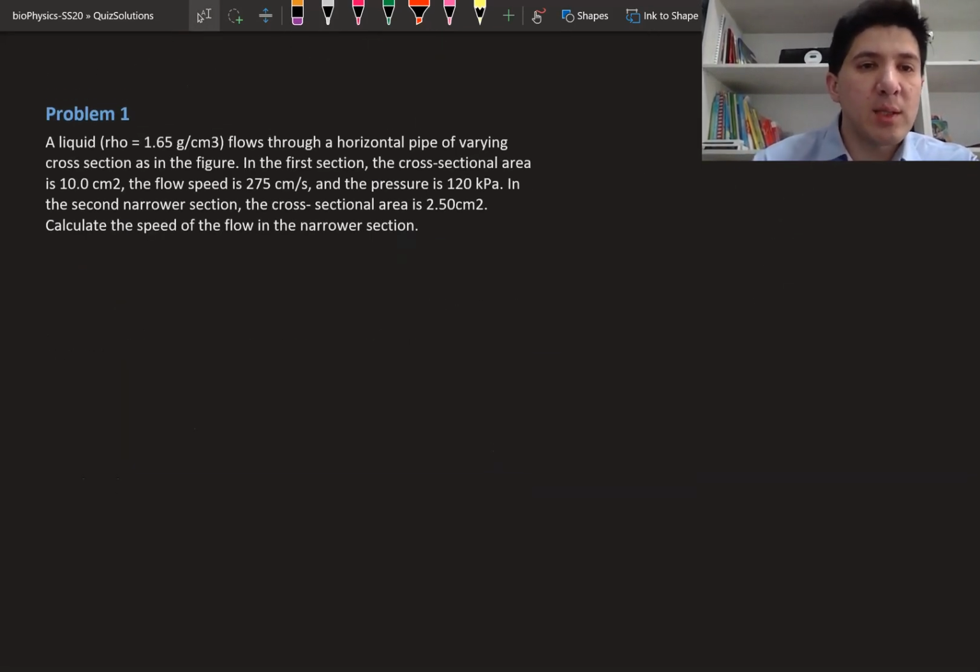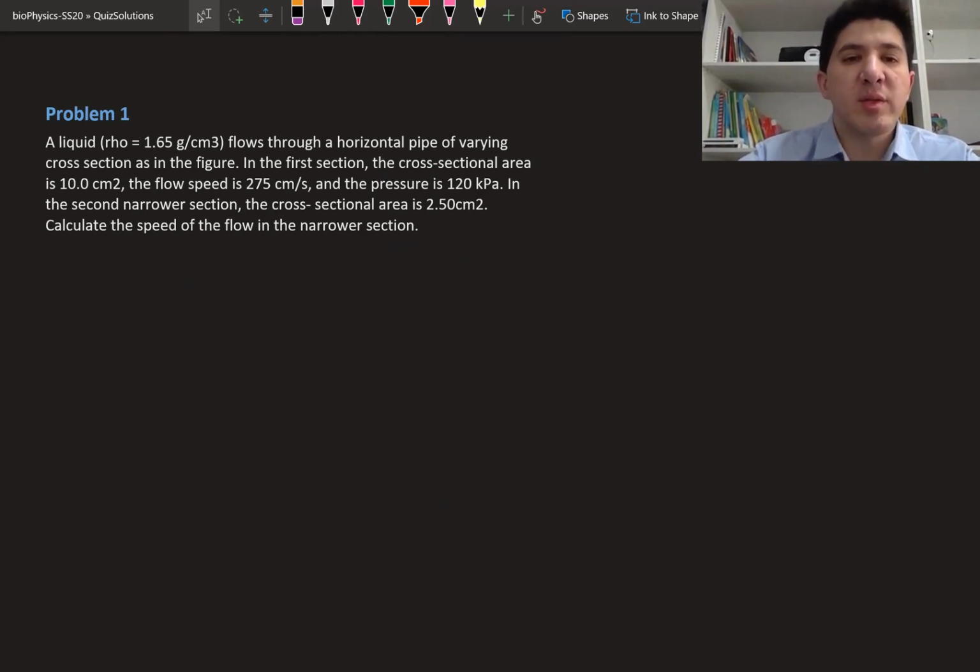A liquid with density 1.65 grams per cubic centimeter flows through a horizontal pipe with varying cross sections. In the first section, the cross-sectional area is 10 square centimeters, the flow speed is 275 centimeters per second, and the pressure is 120 kilopascals. In the second, narrower section, the cross-sectional area is 2.5 square centimeters. We need to calculate the flow speed in the narrower section.